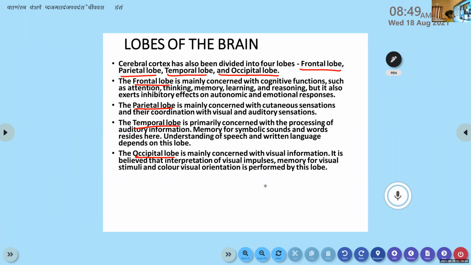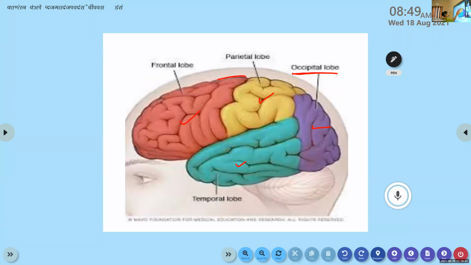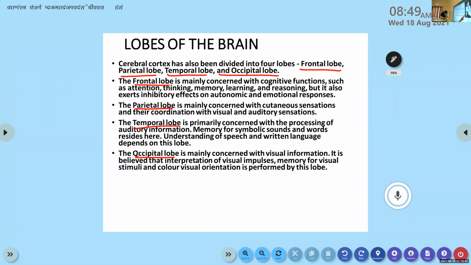Remember, when we talked about the cerebrum, I told you the majority of the cognitive functions are carried out by the cerebral cortex or the cerebrum. And here frontal lobe is the main one. Frontal lobe is occupying the major space here, isn't it? This is involved in attention, memory, thinking, learning, reasoning, logical thinking, all those things. Most of the cognitive functions are processed by the frontal lobe.